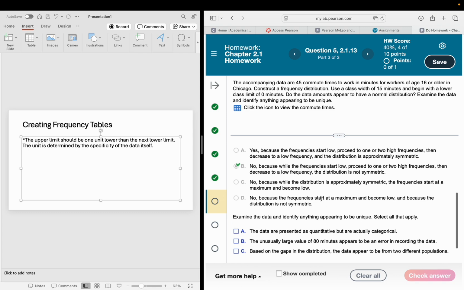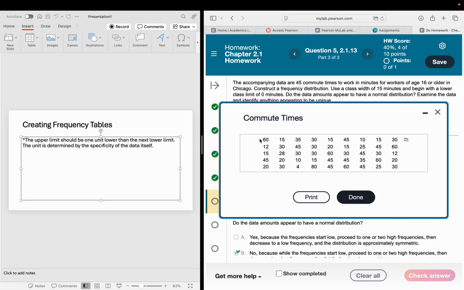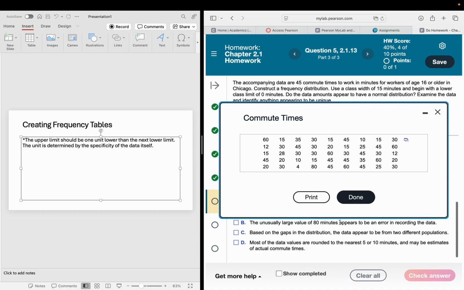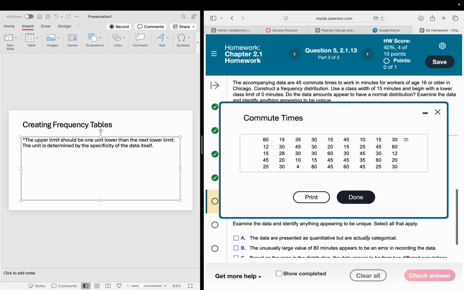Is there anything unique about this data? Let's look at the data again. We're talking about commute times to work for people 16 or older. Now let's read through the questions here. It says the data are quantitative but are actually categorical. What does that mean? It means your data is a number, but the order of the number, least to greatest, doesn't matter. Kind of like your phone number. If your phone number is greater than someone else's, that doesn't mean anything, because it's just random digits.